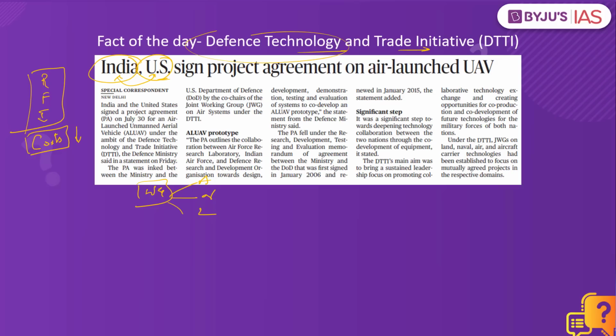So this aims to strengthen India's defense industrial base, explore new ideas of technological development, and also expand on the United States of America's and India's business front as well. In this article, it goes on to say that India and the United States of America have signed a project for an air-launched unmanned air vehicle under the ambit of the Defense Technology and Trade Initiative. This would be one of the agreements where both countries will come together and build an air-launched unmanned air vehicle for technology cooperation. It is this that we have to understand in reference to this article.